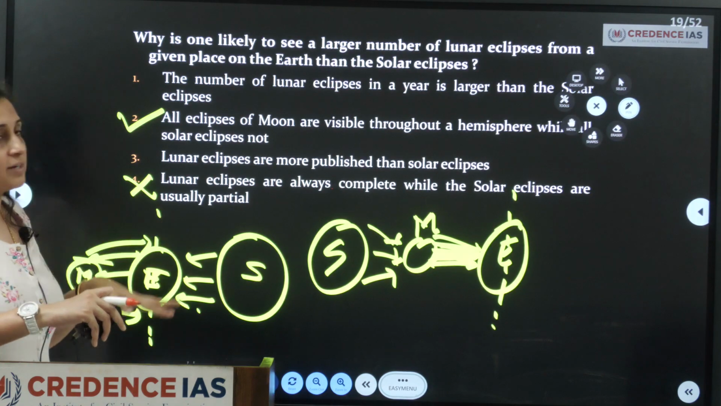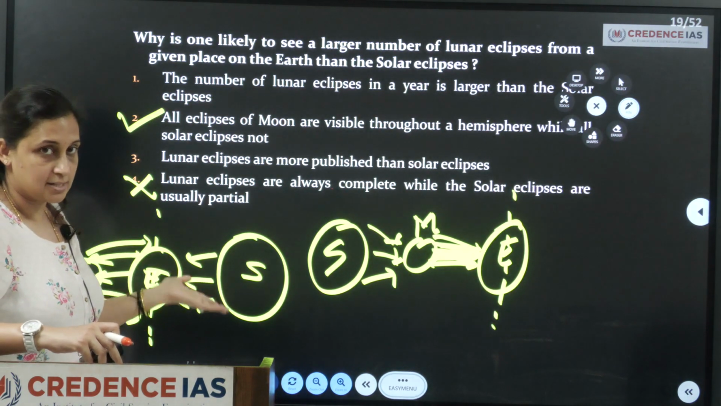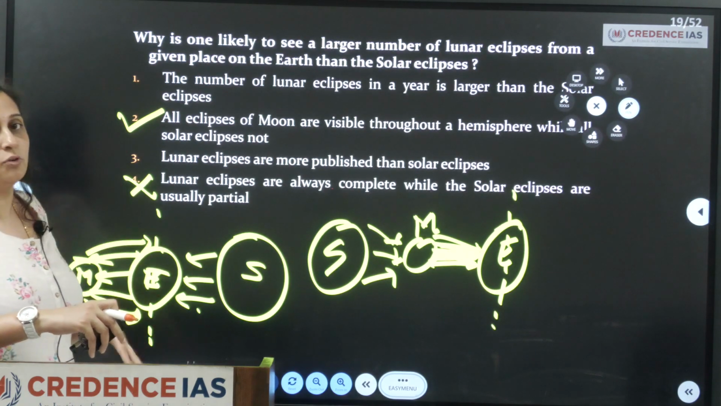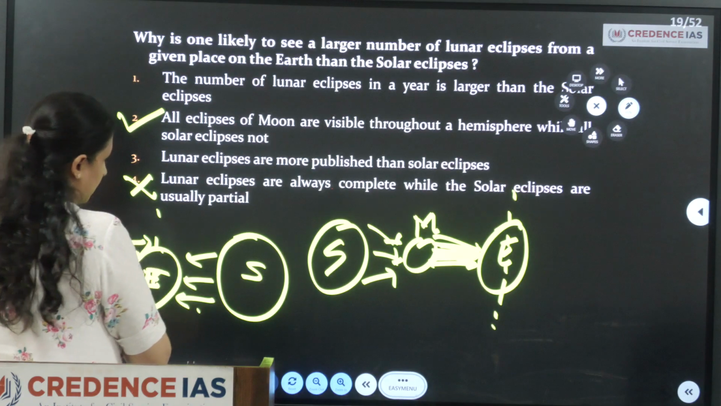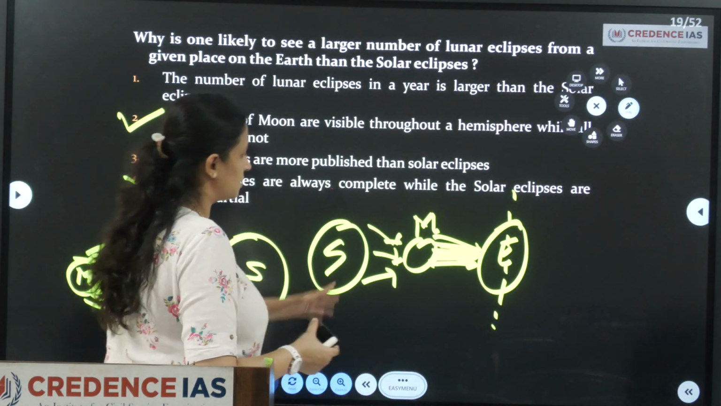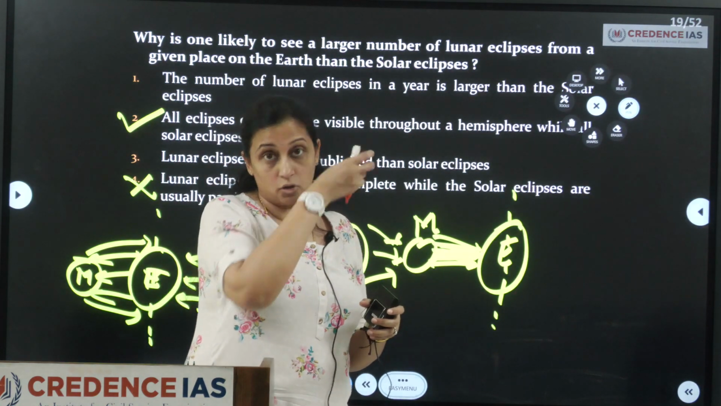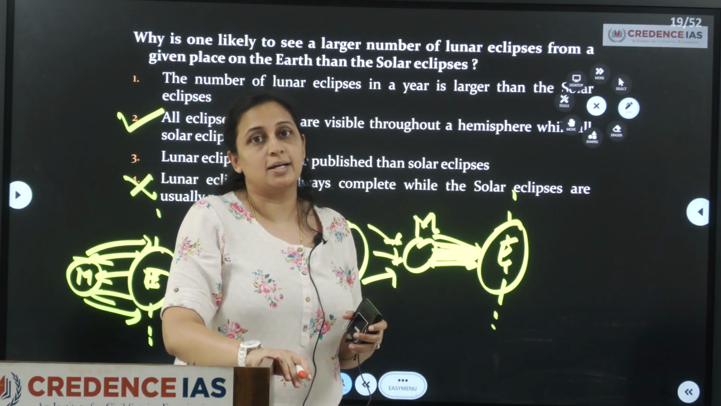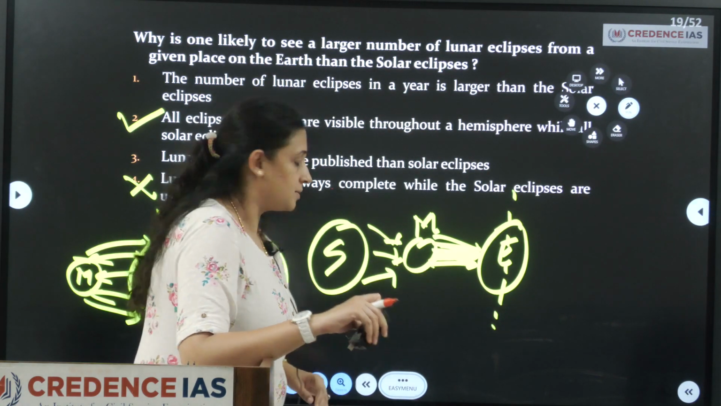But why we witness lunar eclipses more and solar eclipses less is this: the area covered by the shadow is very small in a solar eclipse when compared to a lunar eclipse. So in lunar eclipses, a whole hemisphere witnesses the eclipse, whereas in a solar eclipse only a portion of the country does. Even in our country, not all states can witness a solar eclipse whenever it happens. So that is the reason.